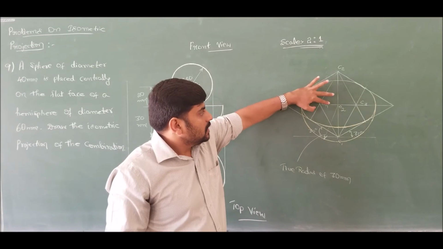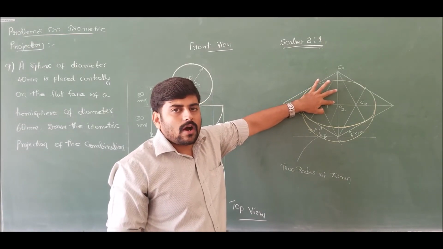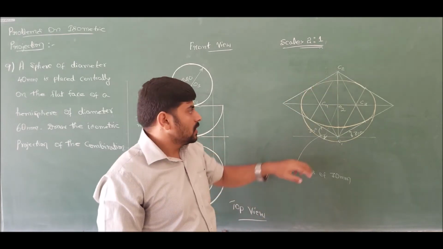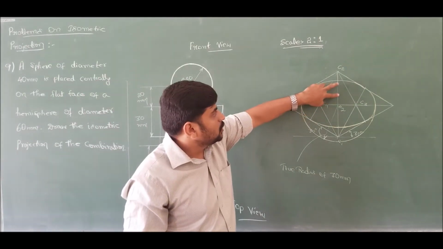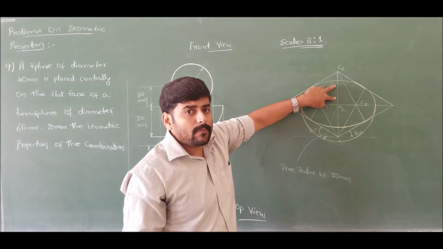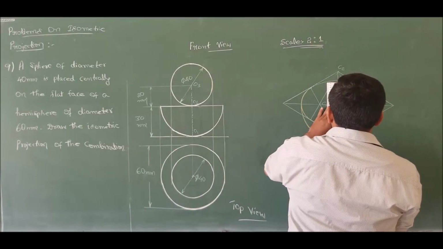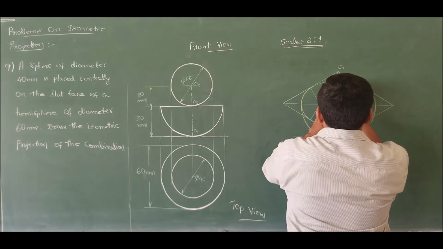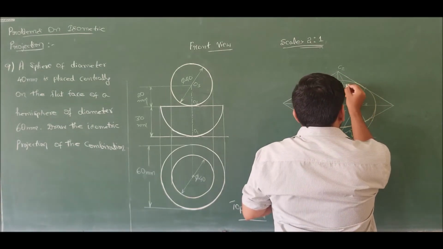Now, on the top of this hemisphere, we have a sphere of diameter 40 millimeters. So therefore, to identify the center O3, measure 2 boxes vertically upwards. So measuring 2 boxes vertically upwards, marking center O3.